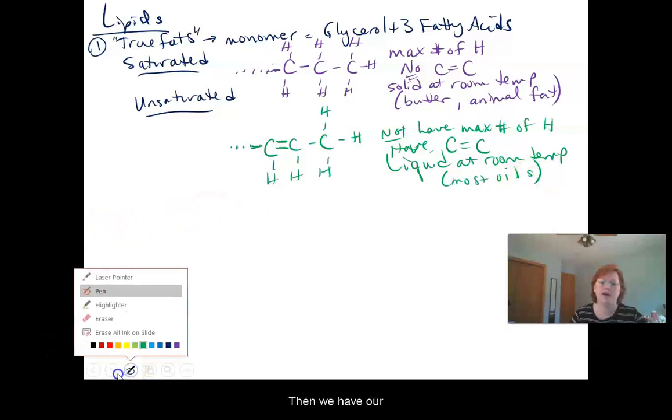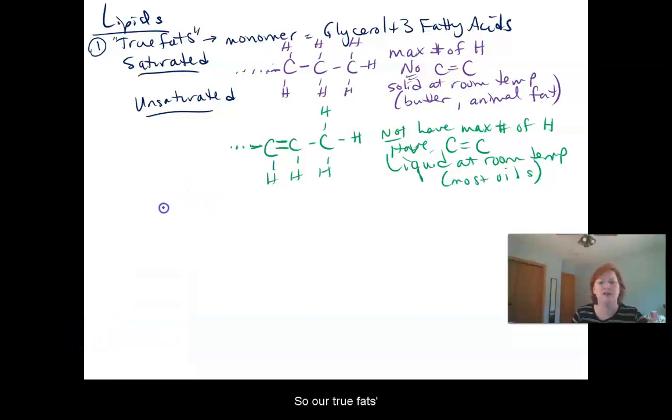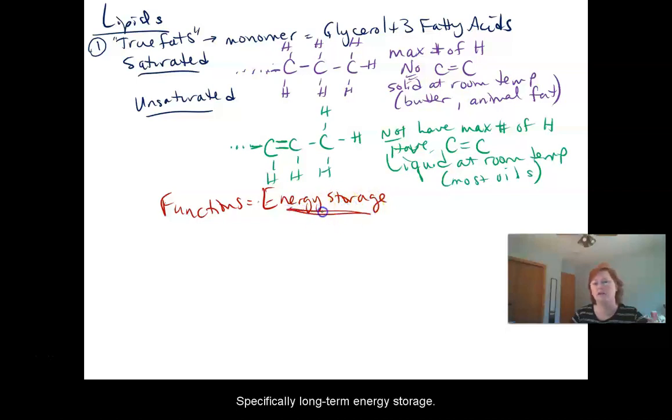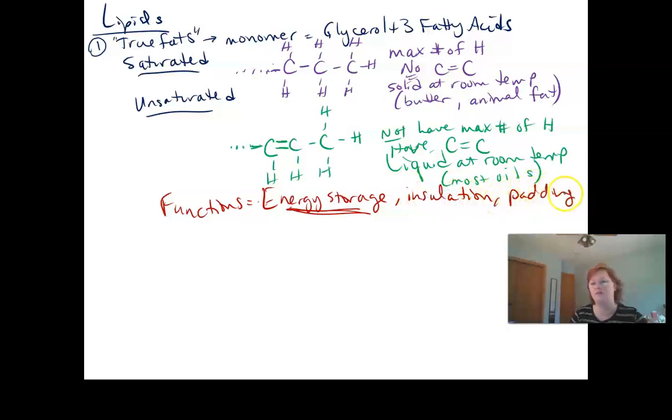Then we have our function. We can talk about the function of those guys. So our true fats functions are going to include mostly energy storage, specifically long-term energy storage. Longer term than I would like, that's for sure. And we have, of course, insulation and some protection or padding for organs. In particular, there's an important fat pad around the kidneys.